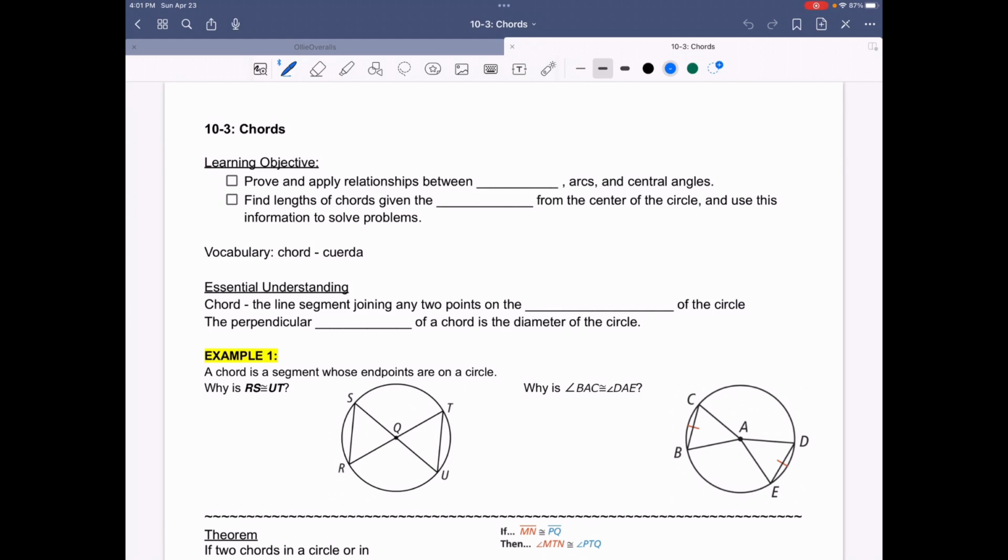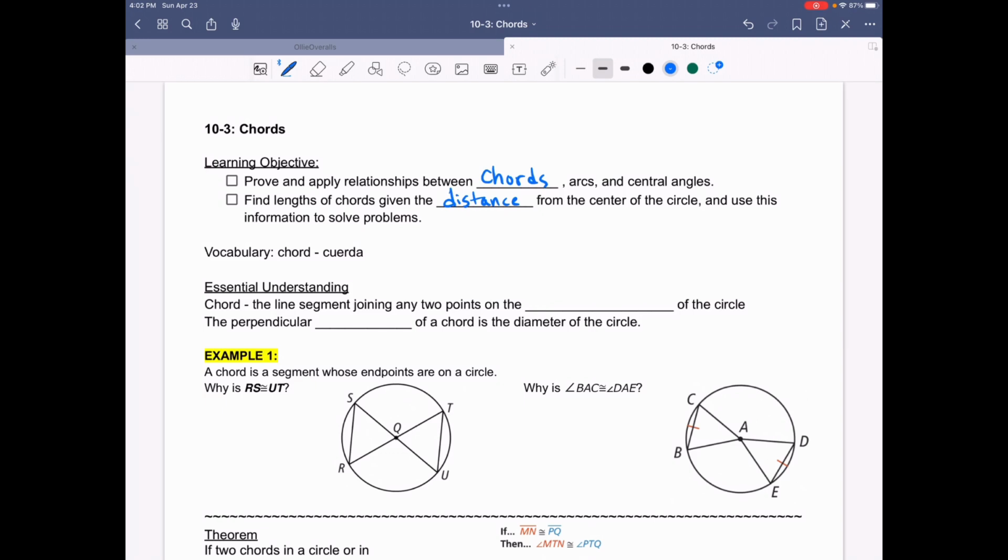Our first learning objective is to prove and apply relationships between chords, arcs, and central angles. We will also be finding lengths of chords given the distance from the center of the circle and use this information to solve problems. Our vocabulary today is chord, or cuerda.